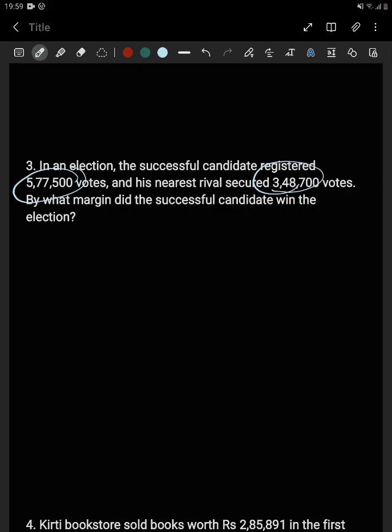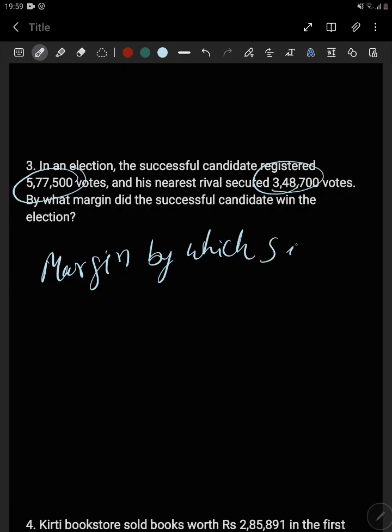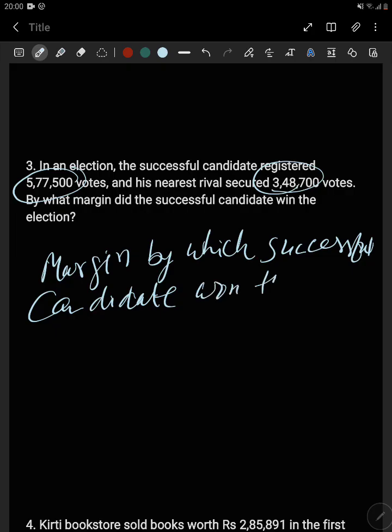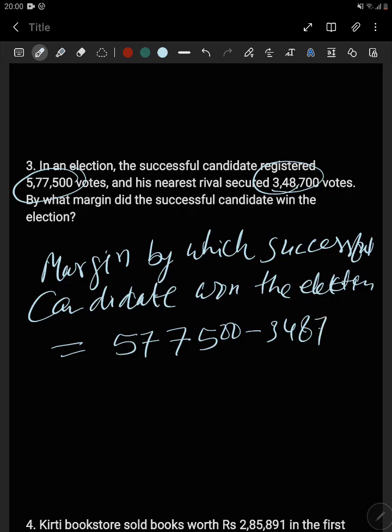So we'll write like this: margin by which successful candidate won the election is equal to 577,500 minus 348,700.